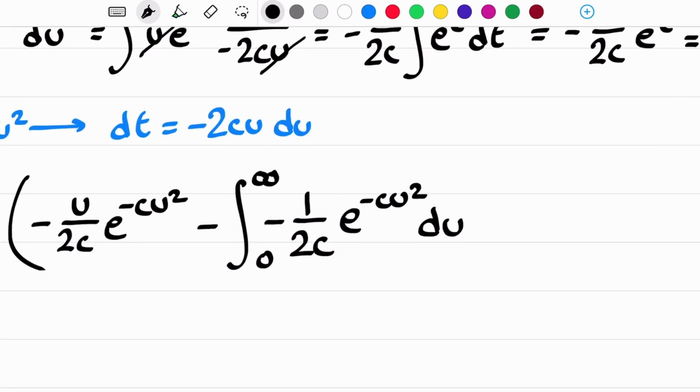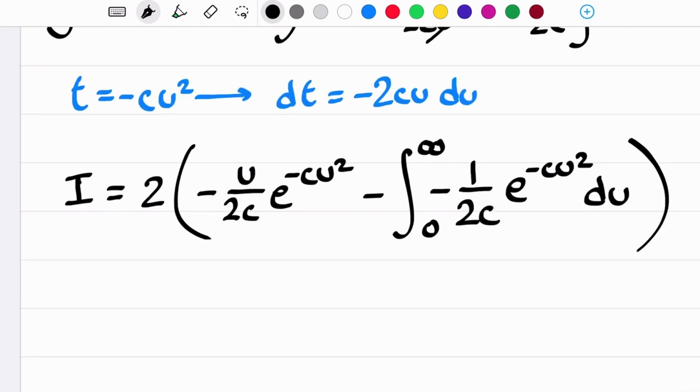And those two signs as well cancel, right? I can bring this whole negative 1 over 2c term out front of our integral. And so the negative and negative make a plus, and then the 1 over 2c is just brought out front. So I'm going to do that real quick.